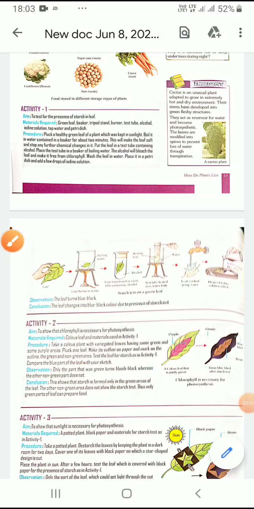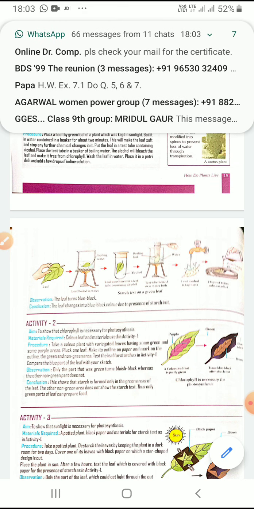Hello students, today we are going to do the second part of your chapter number 1, How Do Plants Live?